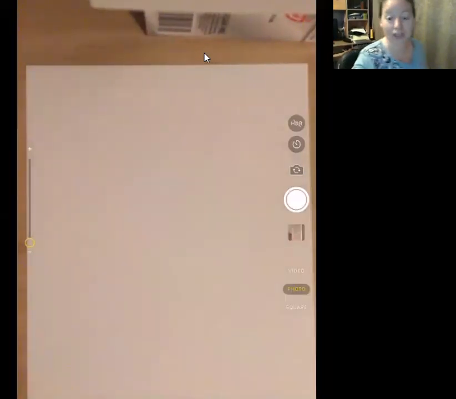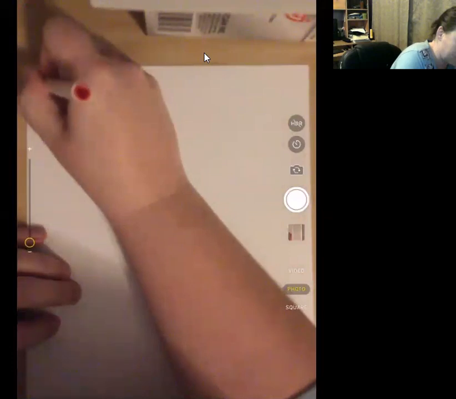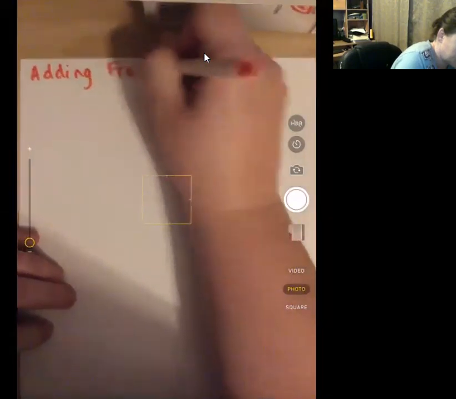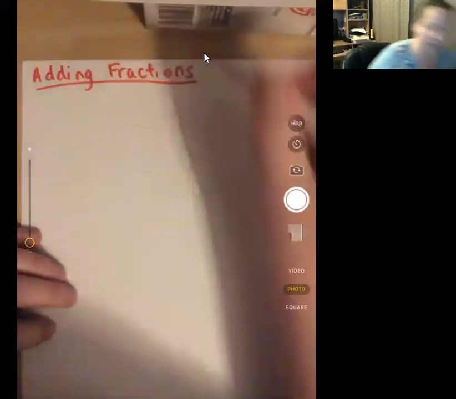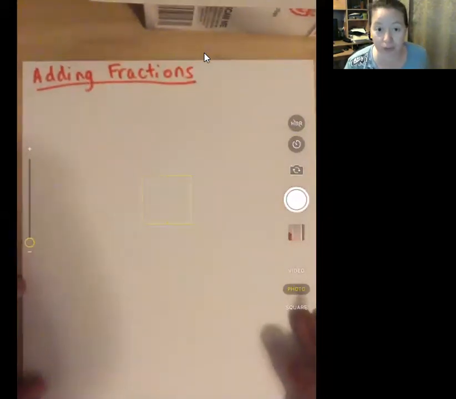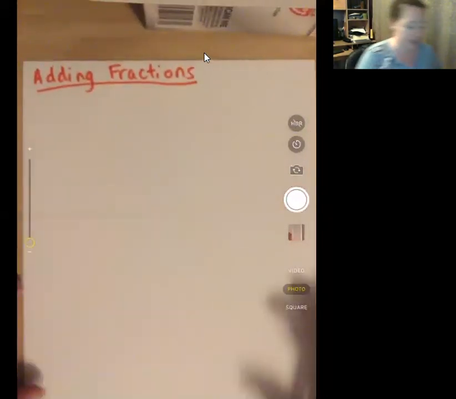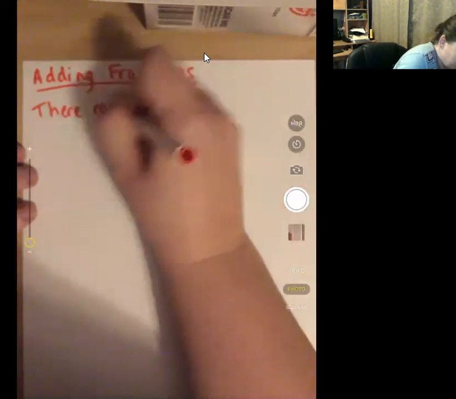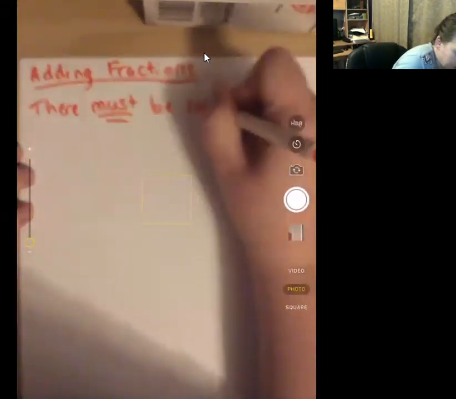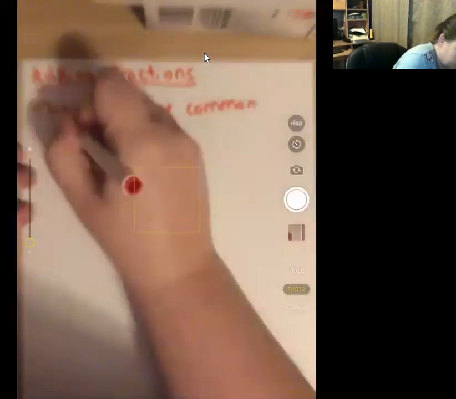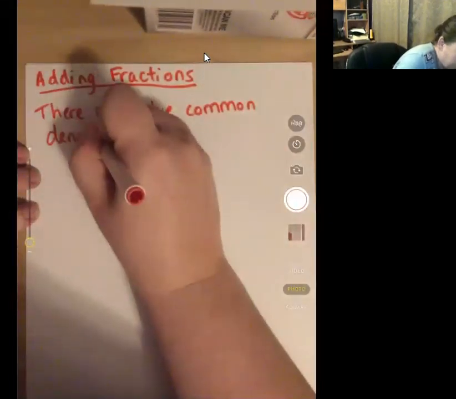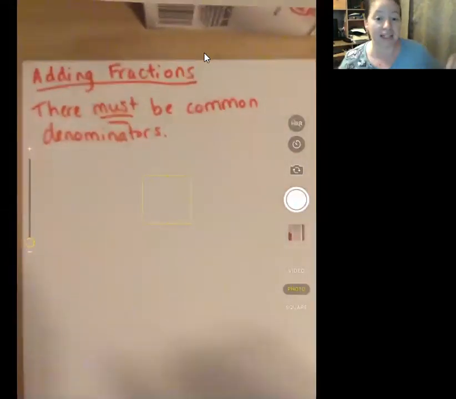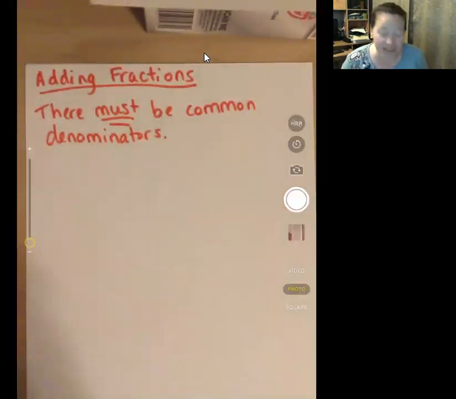Hi guys. So this one is going to be about adding fractions. Now the big huge thing that you need to remember if you're going to be adding fractions is there must be common denominators. That means the bottom number has to be the same, okay? The denominator is the bottom number. It has to be the same.